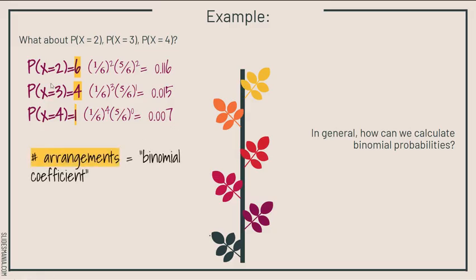Okay, so in this arrangement, the numbers highlighted in yellow are called our binomial coefficient. What that represents is how many ways you can get that outcome of 2 successes, 3 successes, or 4 successes. So for getting 2 successes, there are 6 outcomes. For 3 successes, there are 4 outcomes. For 4 successes, 1 outcome. So the way we do that is this.